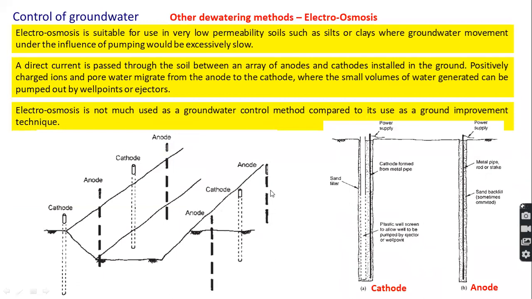Then the electroosmosis, as I told you, is very rarely used as a dewatering method. It's more like a ground improvement technique. There we have a cathode and an anode. You can see a cross section taken through the cathode and anode. There are metal strips, copper is used, and a power supply is given. The water particles are attracted to the cathode and it can be pumped out using a perforated pipe.